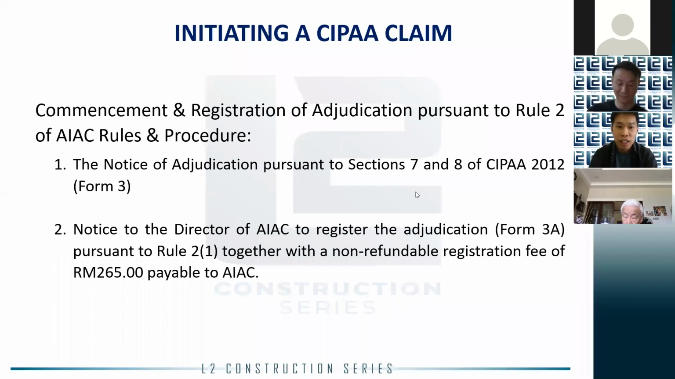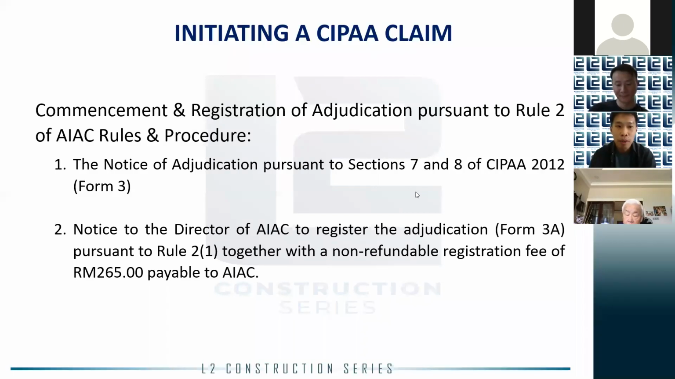Now, after satisfying yourself with the items on the checklist, you can now proceed to commence and register the CIPAA proceeding. The rules and procedure for this have been set out in Rule 2 of AIAC Rules and Procedure. These rules, you can find them on the internet or the small booklet distributed by AIAC.